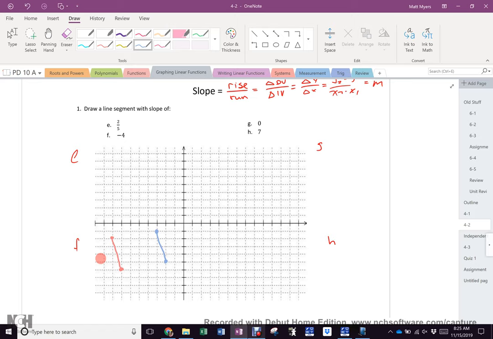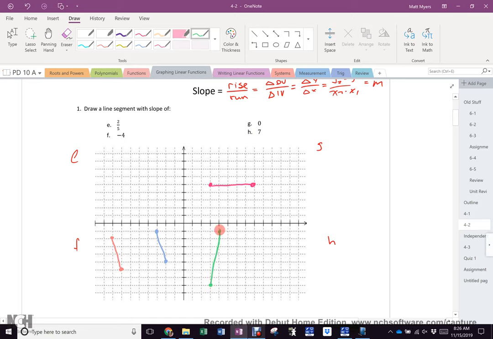Okay. What's a slope of 0? Nope. A dot can't have a slope. A line? What kind of line? Straight down? That would be a slope of 0? Straight across. And what would be the slope of 7? Seven over 1.